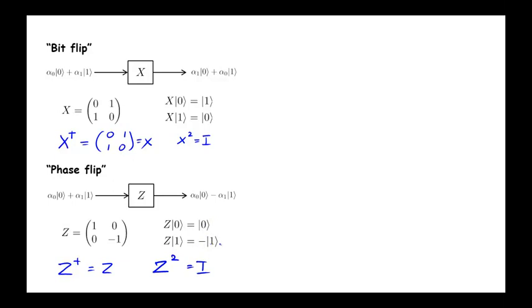Now, of course, an overall phase is irrelevant. But what this means is that if we start in the superposition of 0 and 1, then the relative phases of these two get changed by the Z gate. And so you end up in alpha 0 |0> minus alpha 1 |1>.